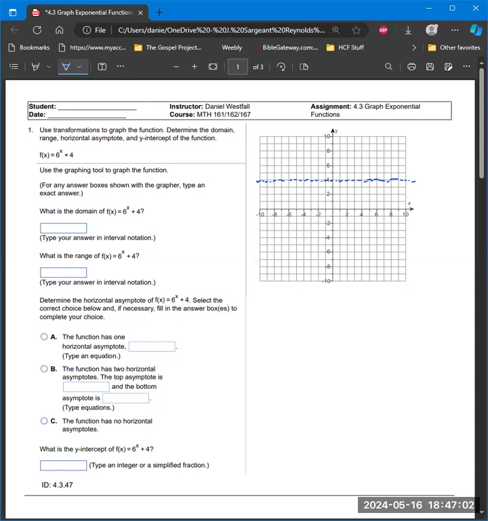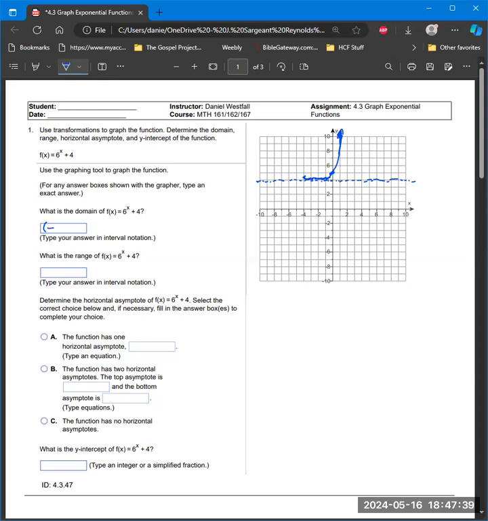So when x is 0, 6 to the x is equal to 1. 1 plus 4 is 5. When x is 1, 6 plus 4 is 10. It's the shape that some people call a hockey stick graph. 6 to the negative first is 1/6, so 4 and 1/6 is down here, and it's going to get closer and closer and closer to 4 without ever getting there.